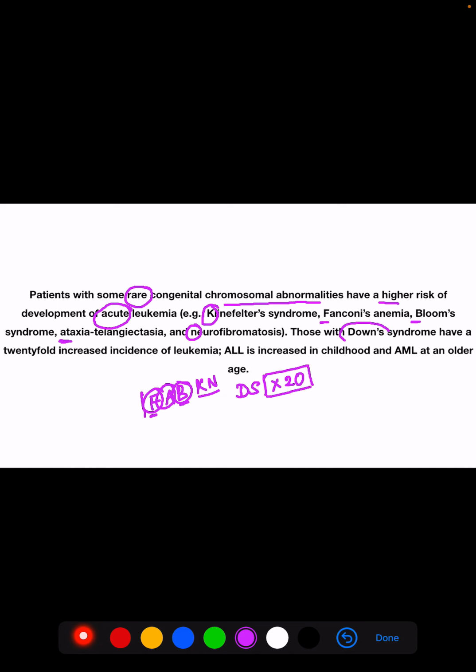Down syndrome patients have a 20-fold increased risk of leukemia. ALL is increased in childhood and AML is increased at an old age. So in Down syndrome patients, how many fold is the increased incidence of leukemia? There is a 20-fold increased incidence of leukemia. ALL is common in childhood and AML is common in the older age.